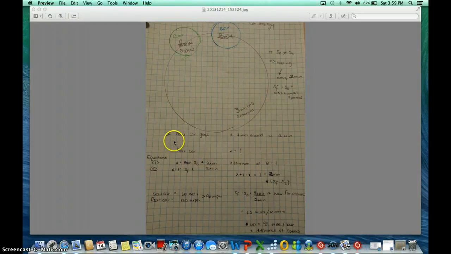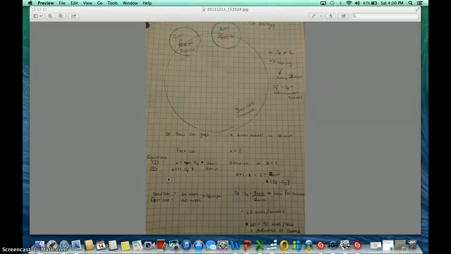If the slow car goes x number of times around in 2 minutes, the fast car would be x plus 1. So it would be the speed of the slow car, which is x times around in 2 minutes, plus the additional speed, so 1. You're going to go one time around faster than the slow car. We have two cars, so we create two equations. X equals the slow car's speed times 2 minutes.